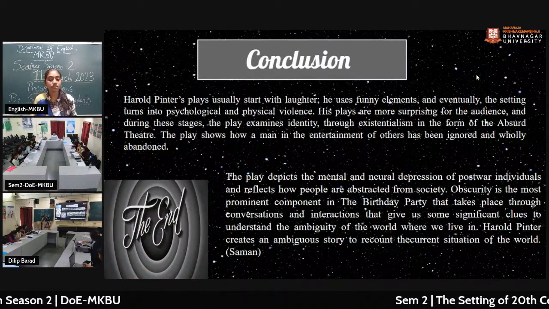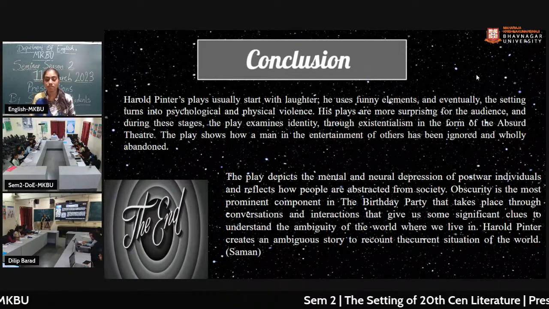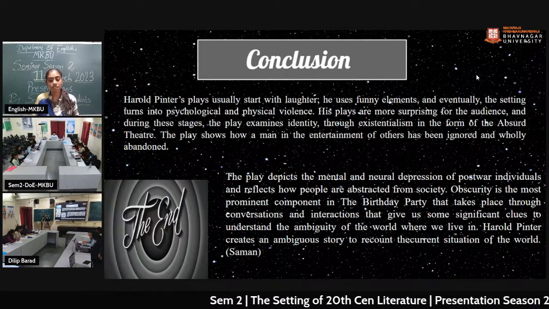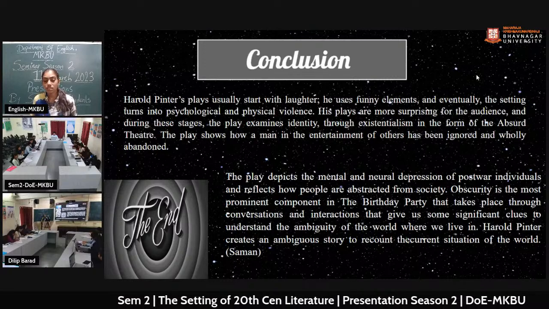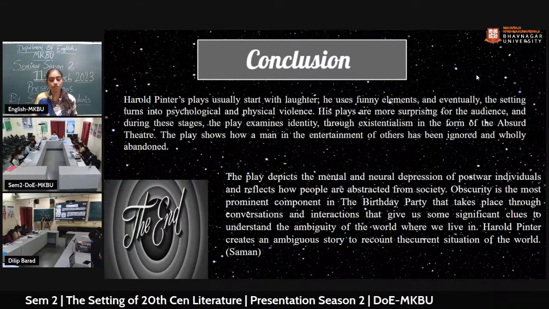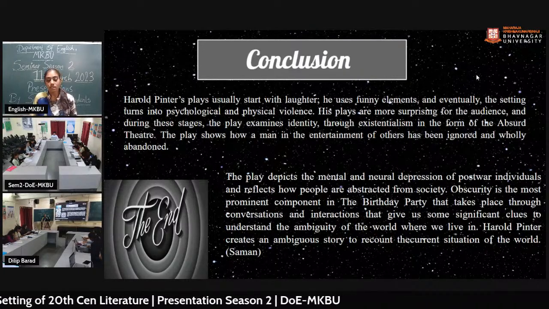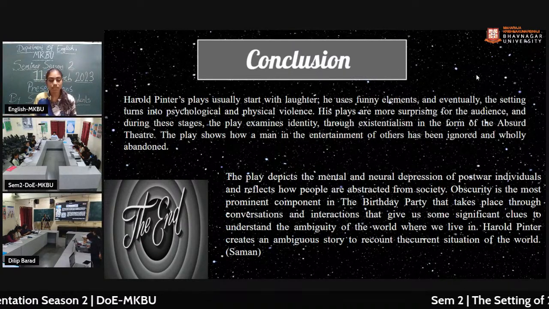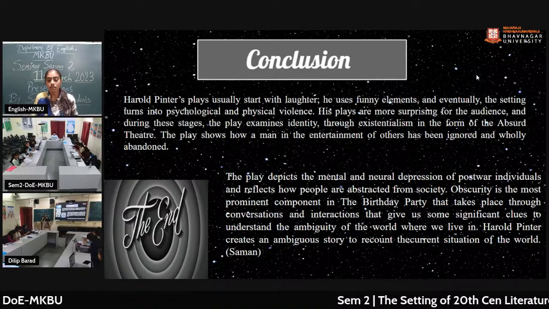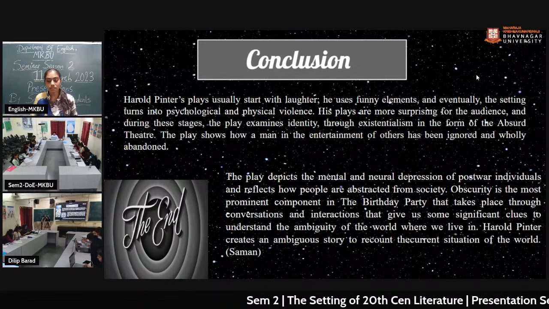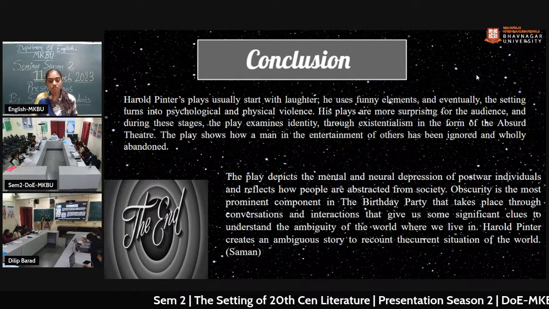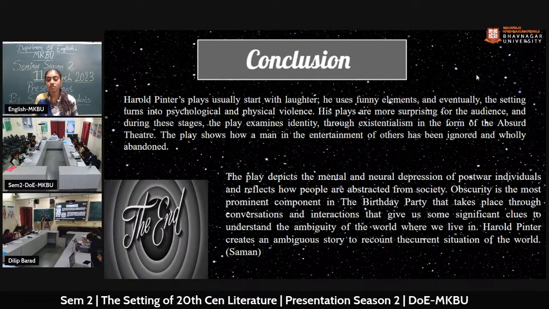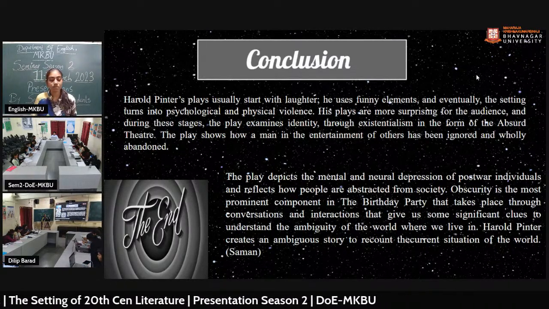Conclusion: Harold Pinter's play usually starts with laughter. He uses funny elements, and eventually the setting turns into psychological and physical violence. His plays are surprising for the audience, and during these stages the play examines identity through existentialism in the form of the absurd theater.